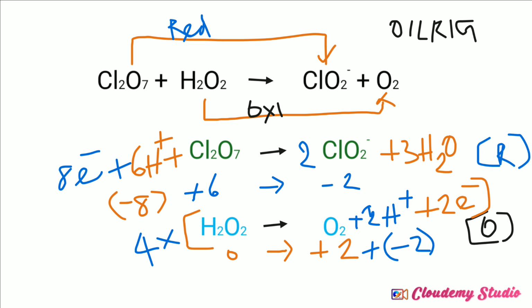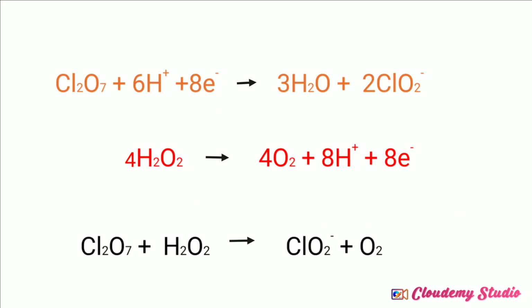Now when we multiply hydrogen peroxide by 4, it becomes 4 H2O2, then 4 O2, then 4 times 2, 8 H plus, then also 8 electrons. That I have already written: 4 H2O2, 4 O2, 8 H plus, 8 electrons. So the previous second equation was multiplied by 4.